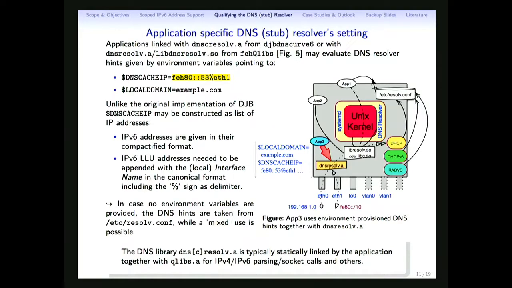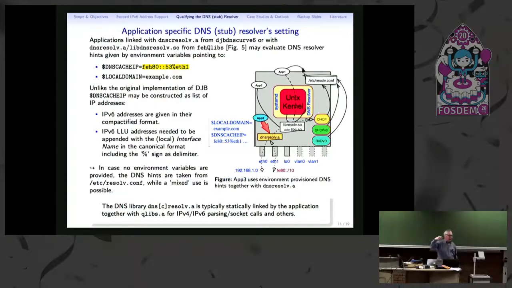The way I do it here is that I have a specific library, given my qlibs here, or the djbdnscurve6 libraries here, which needs to be linked with your application. Given this linked application, you can have a certain environment variable, which is called DNSCACHEIP. And now you can say in the DNSCACHEIP environment variable which name servers you can actually contact, in particular including the interface index. And also what you could have here is to define what is your local domain. That means you can have a specific network setting for an application which is using this kind of interface here. So this is aside from the standard libresolv.conf, for instance.